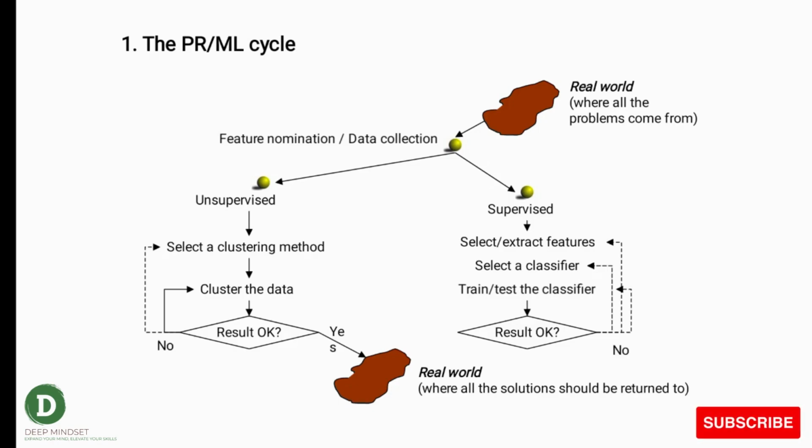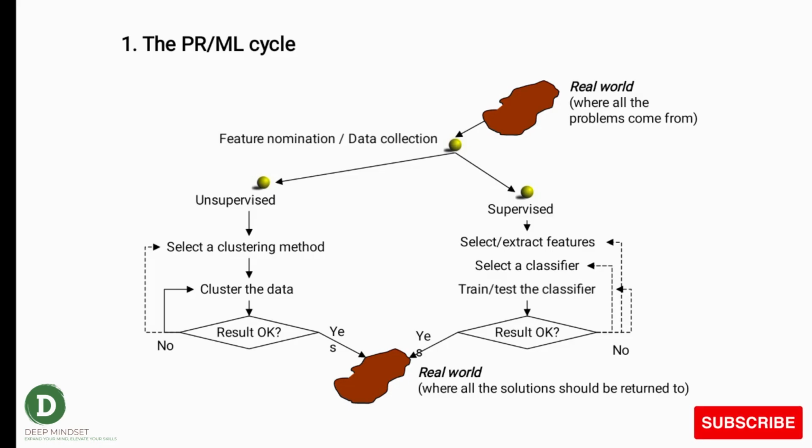So what happens if the result is not okay? Well, we go back to any one of the 3 prior steps. Maybe we picked out the wrong features, and that's what's thrown it off. Maybe we need to use a different classifier because the classifier we've picked isn't suitable for the type of data we've got. Or maybe we simply have to change the training and testing protocol and we try again. The last step is that when we've got a result that does work, then we return it to the real world again and it gets used to solve the actual problems. Okay?